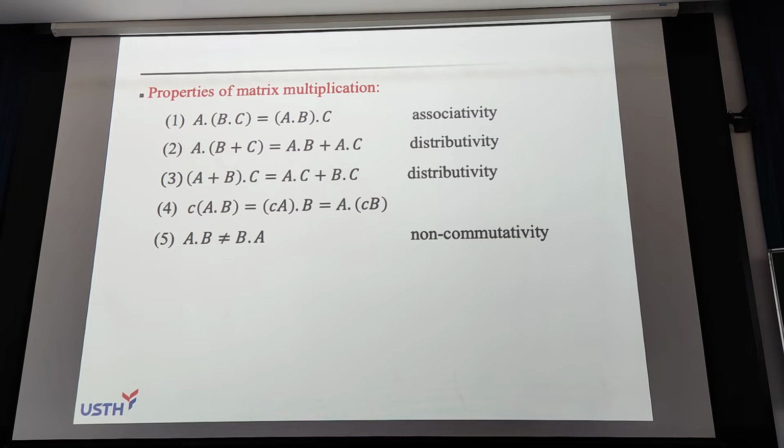Property number 4 says that if we take a number C multiplied by the product of two matrices A and B, it equals C multiplied by A and then by B, and also it equals A multiplied by C and then by B. And the last property says that matrix multiplication does not have commutativity.